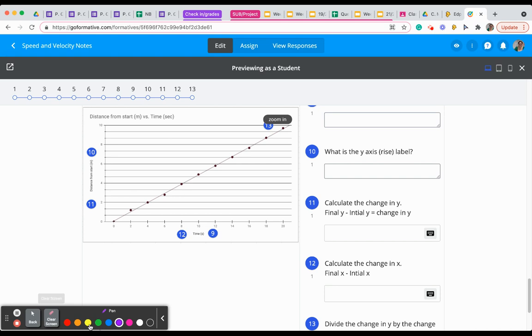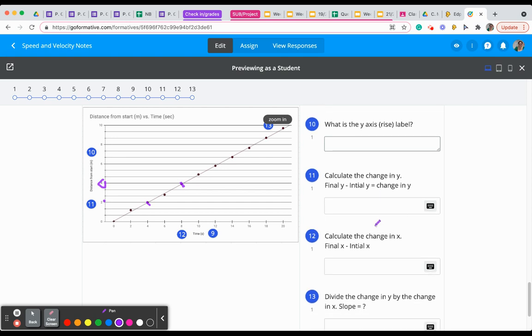So let's say I'm going to select this dot. And let's see this dot right here. And I'm doing that because those are right on the lines, and that's a little bit easier to calculate when you use points on a graph that are right on the crosshairs. So calculate the change in y. Final y minus initial y equals change in y. So final y would be the one that is further along in time. So here we have y is equal to 4, and the initial is equal to 2. So we would have 4 minus 2 for change in y.